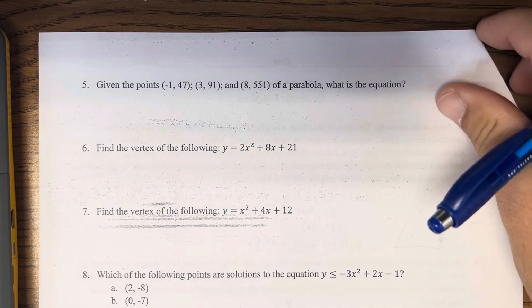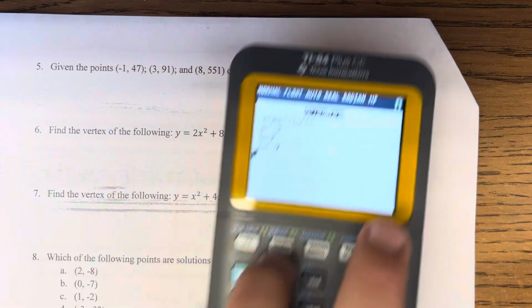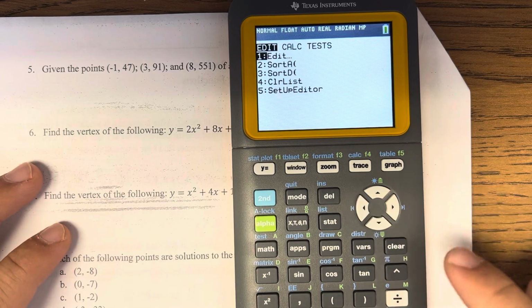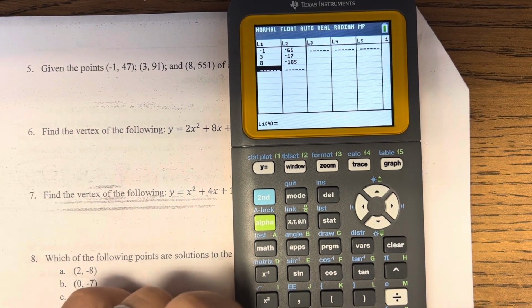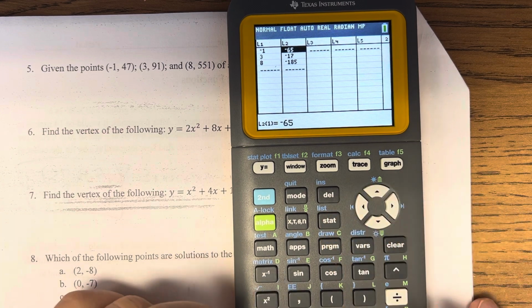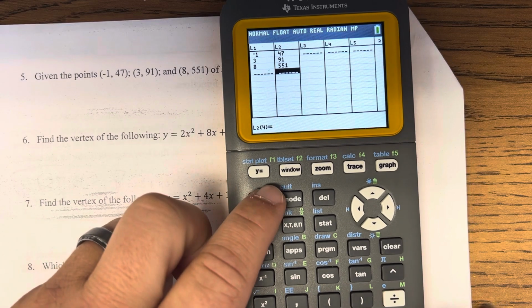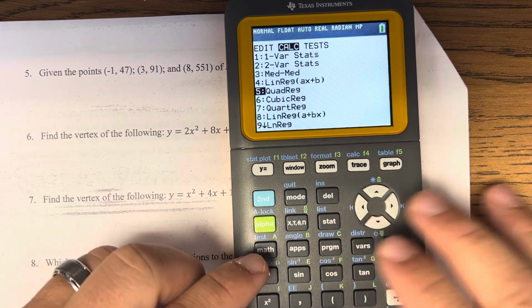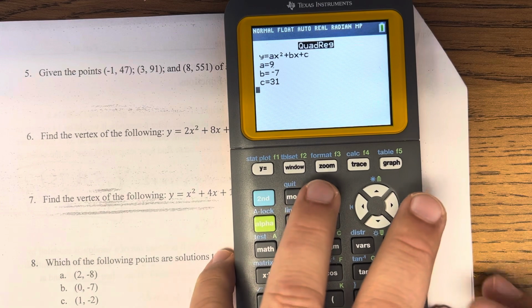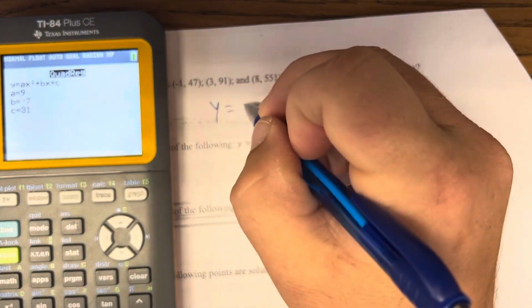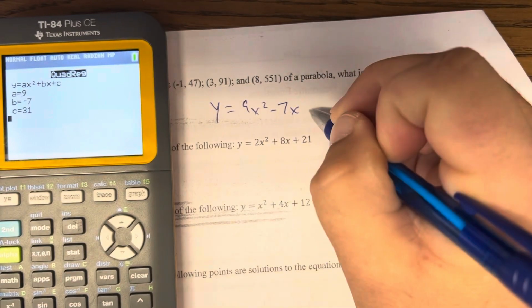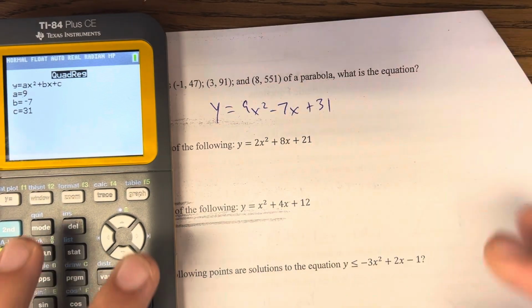All right, going to the next page. Again, it gives us 3 points and wants the equation. So we'll go back into our stat and go into edit. Enter all our x's, so negative 1, 3, and 8. 47, 91, and 551. Go back to stat, calculate the quad reg. There's my a, b, and c. So y is equal to 9x squared minus 7x plus 31.